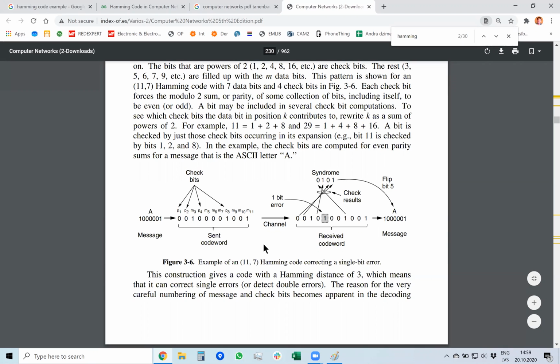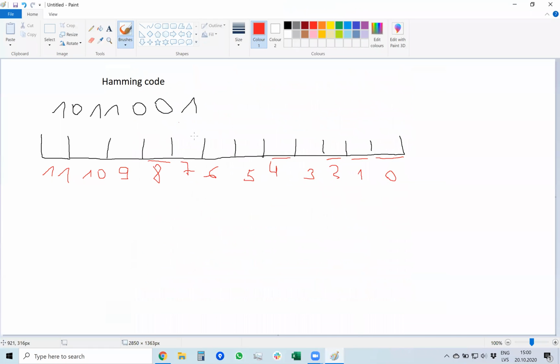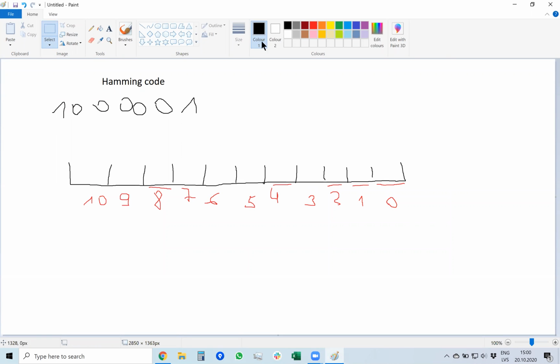So what happens here is parity bits are calculated based on the value of the position bit in the following way. So let's work out the example from the book. It's better. This algorithm is not really that simple.